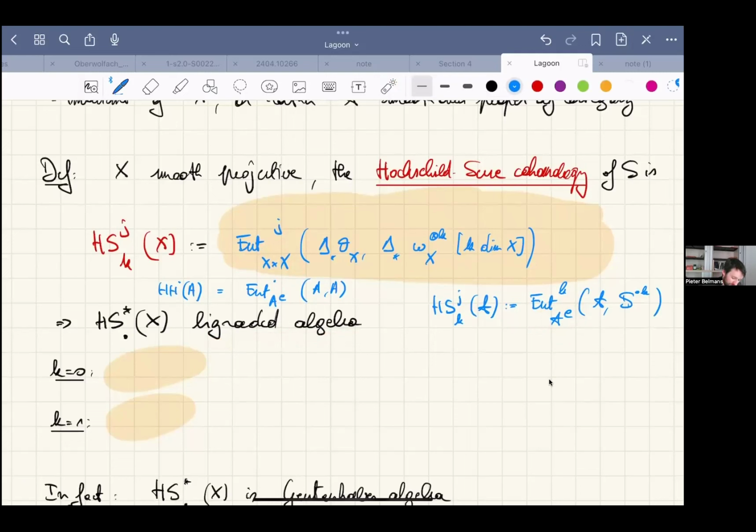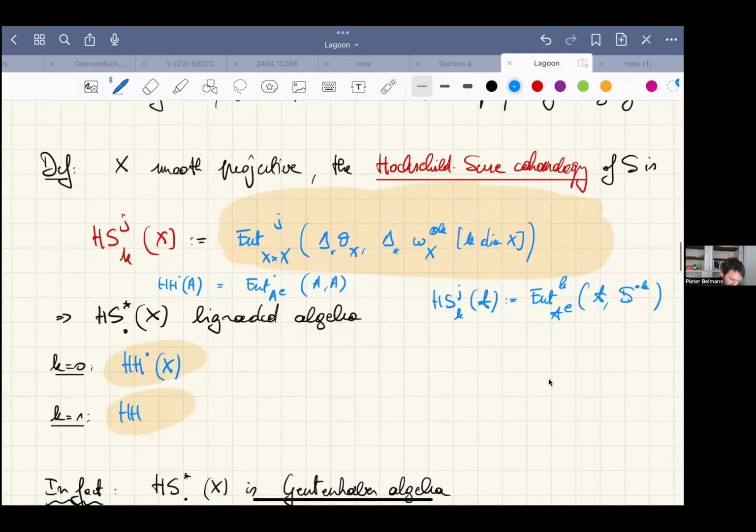And if we let k be equal to 0, so we're putting the structure sheaf there, or we're putting the identity functor there, we get back the Hochschild cohomology of X. And if we let k be equal to 1, so here we put just the pushforward along the diagonal of omega X, we get the Hochschild homology of X. And for every other k, we have something which can be of interest, and it will be of interest in what we're going to do later.